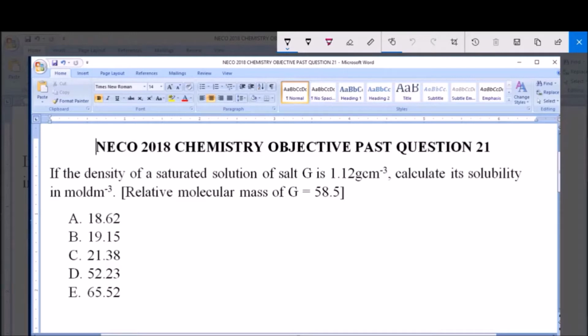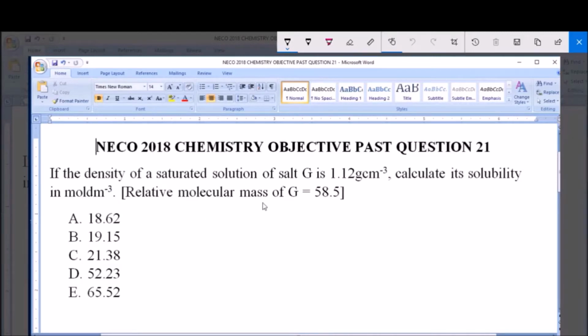If the density of a saturated solution of salt G is 1.12 gram per centimeter cube, calculate its solubility in mole per dm cube, given that the relative molecular mass of G is equal to 58.5. A. 18.62, B. 19.15, C. 21.38, D. 52.23, E. 65.52.